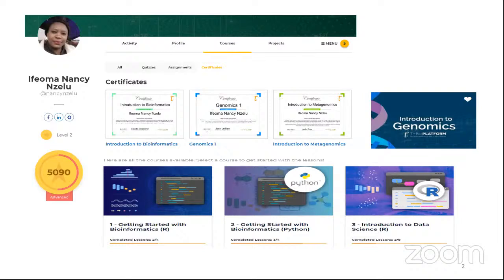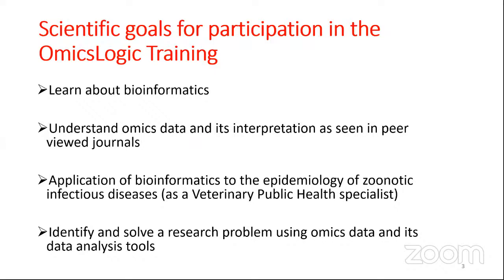This platform gives you the basics on how to use R in solving data problems. It was very interesting and very simplified for me. So my scientific goals for participating in this program was, one, to learn about bioinformatics.